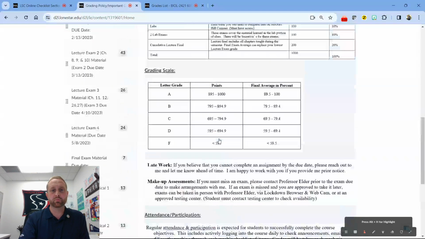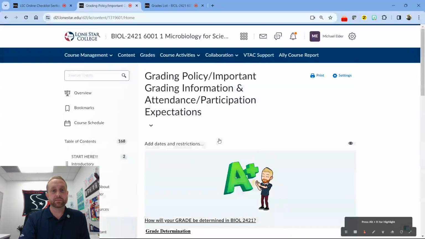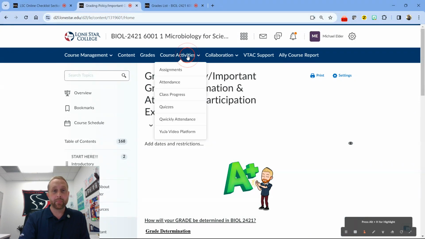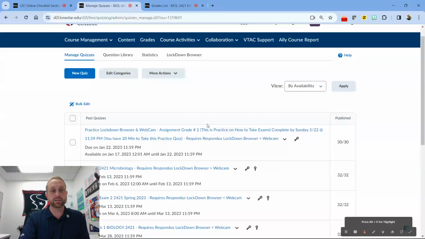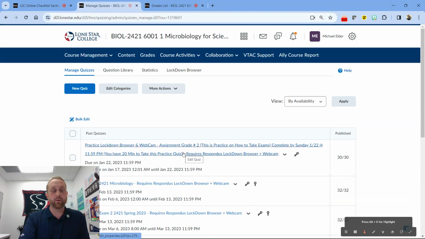And then going back to those previous two on assessments, maintaining academic integrity, if I go to course activities and quizzes, and looking at assessments here, I always give a practice lockdown browser and webcam exam or quiz at the very beginning of the semester. And for that, I provide information there about when it's going to be due. They have 20 minutes to take it.